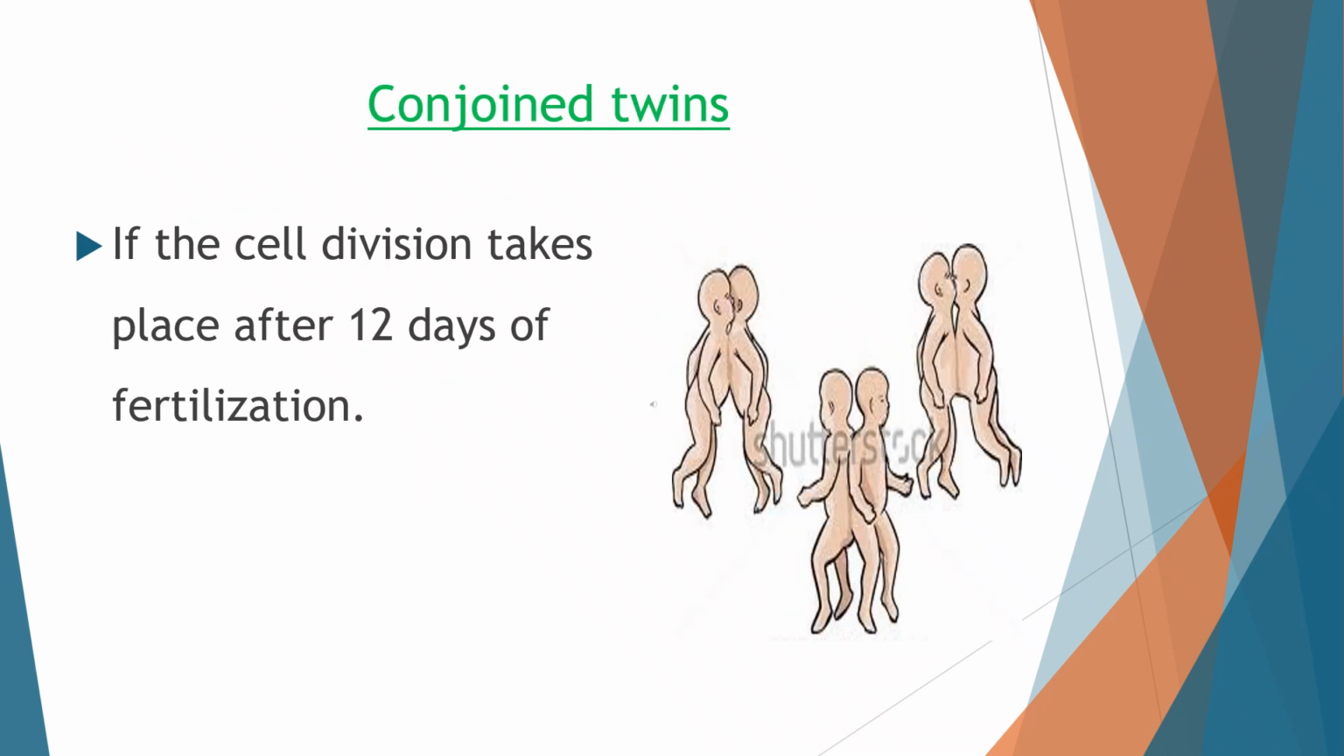Now let's talk about conjoined twins. This condition occurs when the division of the fertilized egg happens very late, usually after 12 days following fertilization. Because the separation is incomplete, the twins remain physically connected to each other at certain parts of the body. Conjoined twins are always identical twins and share many structures, which makes their care and management very complex. Early diagnosis and careful planning are extremely important in such cases.